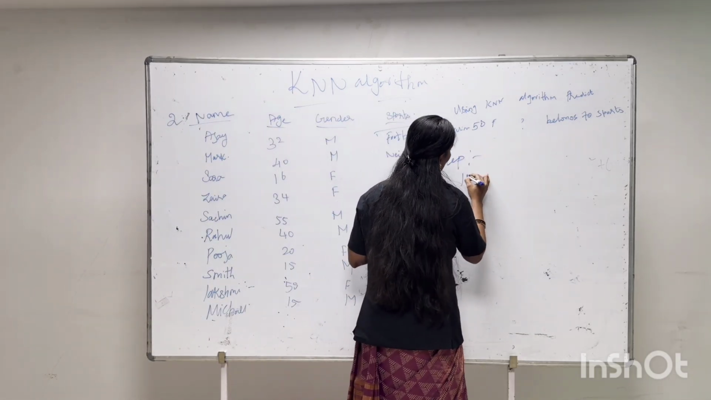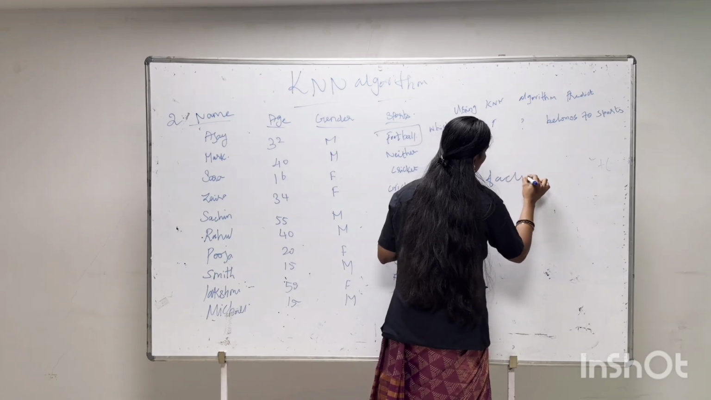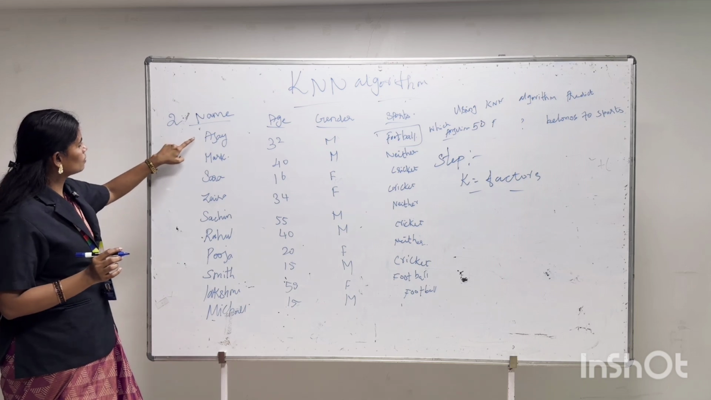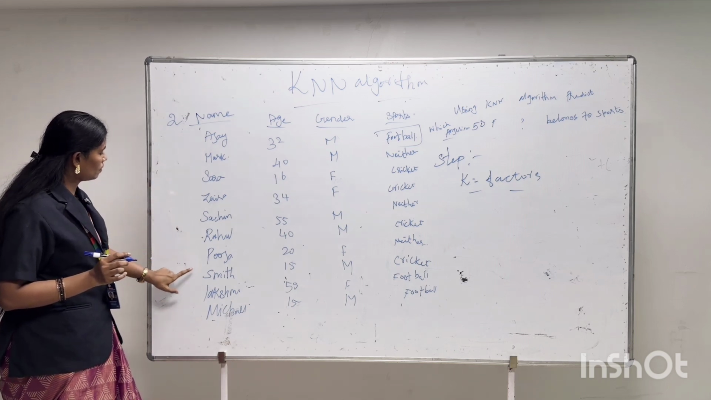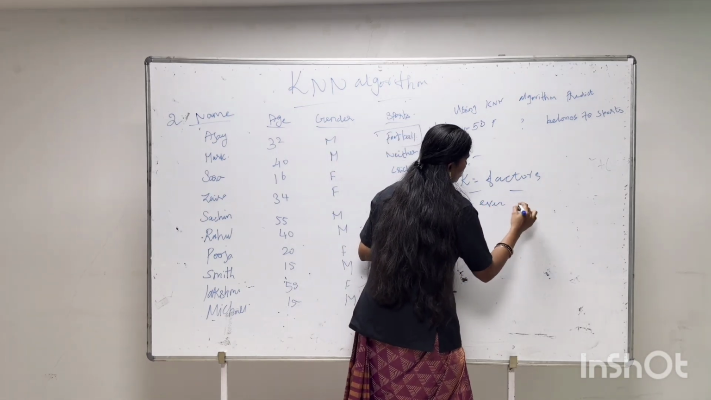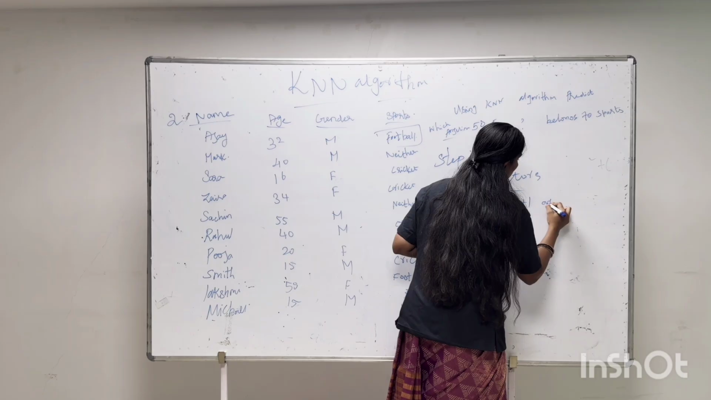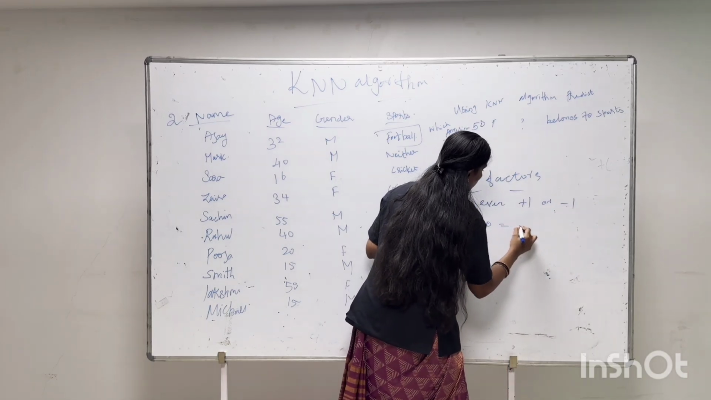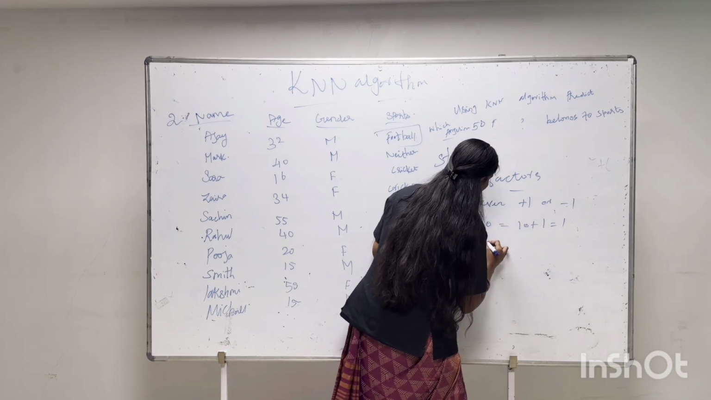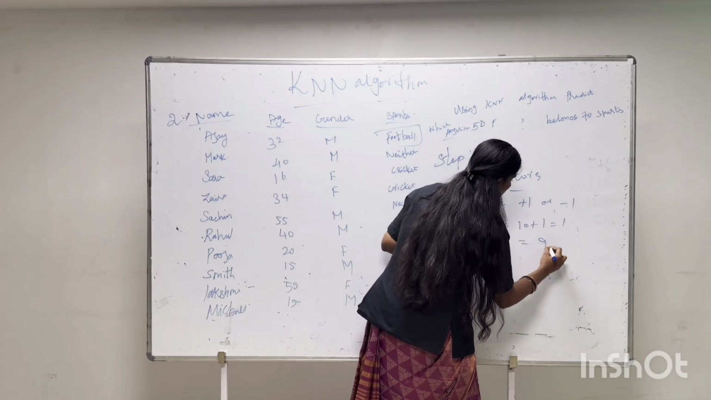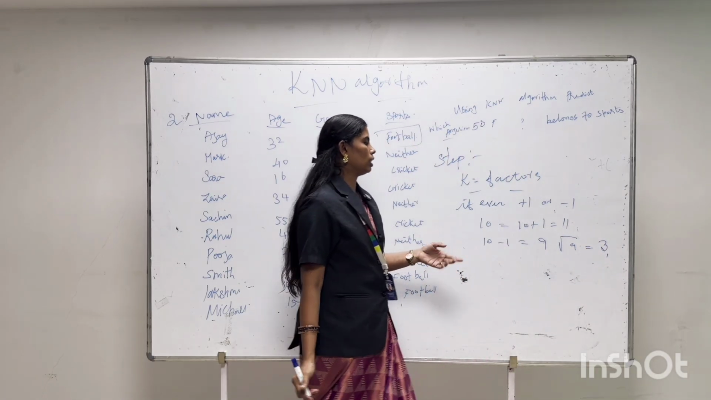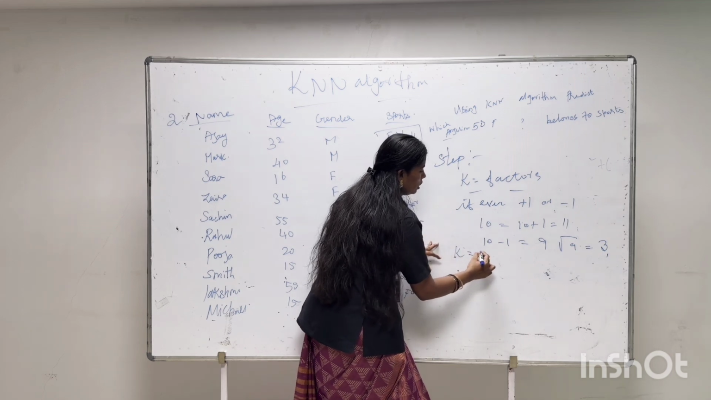Step 1, we are going to find the K factor. For the K factor, we calculate the number of data set values: 1, 2, 3, 4, 5, 6, 7, 8, 9, 10. If we get an even number, we will either add 1 or reduce 1. For the 10, we will plus 1, or 10 minus 1, the value will be 9. So the root of 9 will be 3. Okay, the K factor will be 3.